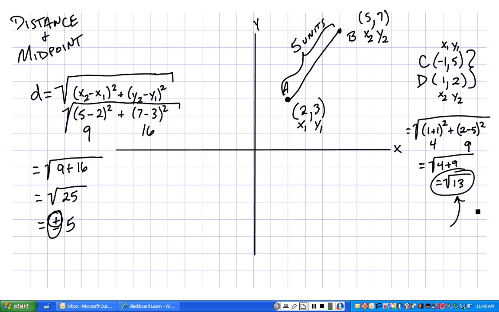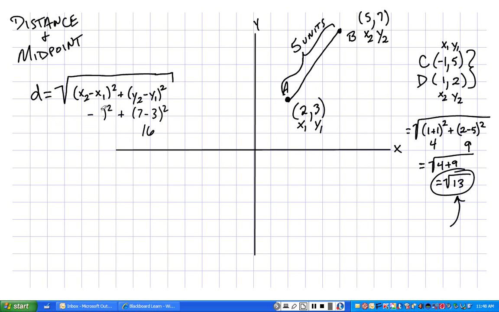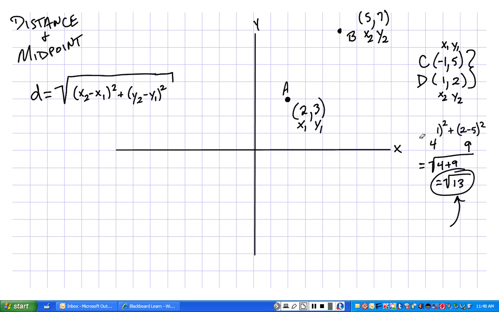Alright, let me erase right quick. I'll leave the actual distance formula there for you. Come over here, erase this here, okay, and I'll erase this over here. Alright, so now we've determined distance for 2 different sets of points.